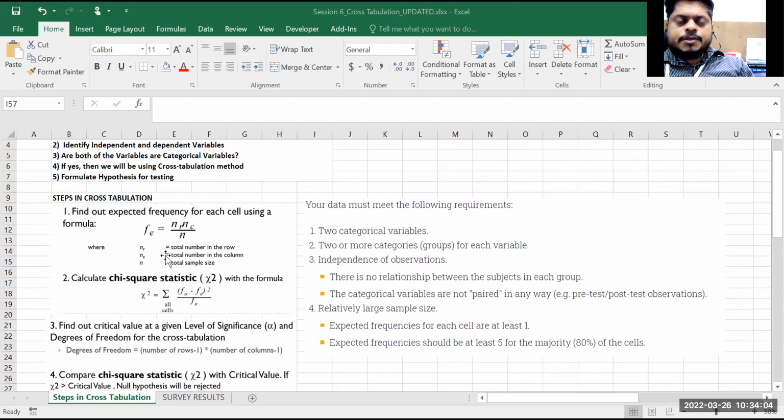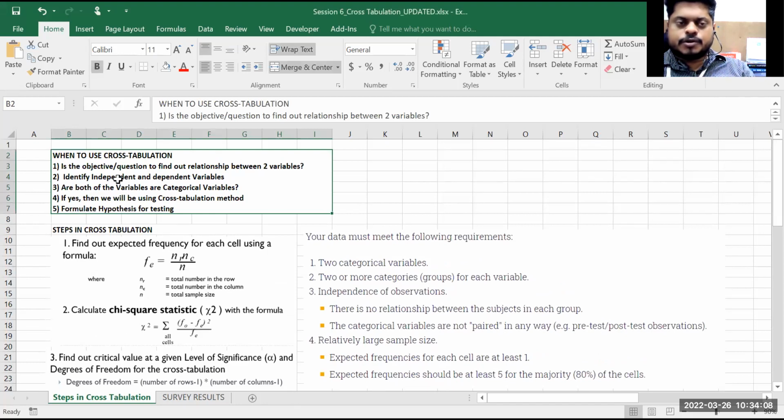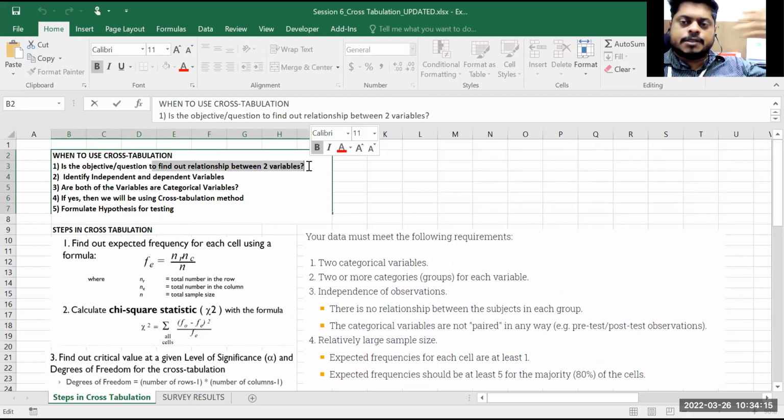So what are the steps? Find out for each. So this is basically when to use a cross tabulation. Is the objective to find out a relationship between two variables? If my research objective is to find out a relationship between two variables, my hypothesis again will be written in that format. Identify the independent and dependent variable. Are both the variables categorical variables?